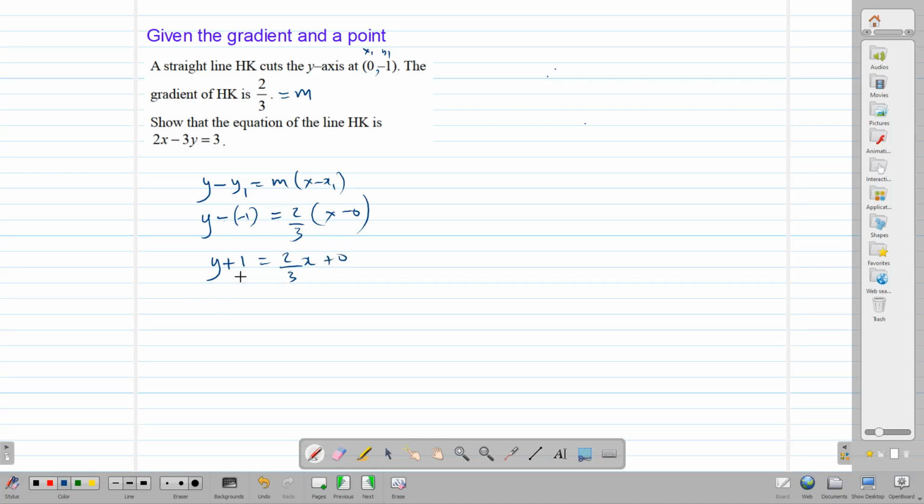Rearranging this 1 to the other side of the equation, our equation becomes y is equal to 2 over 3x minus 1. However, the question said we should make sure our answer looks like this. So how do we get our answer to look like this? Let's start by writing it down again. y is equal to 2 over 3x minus 1.